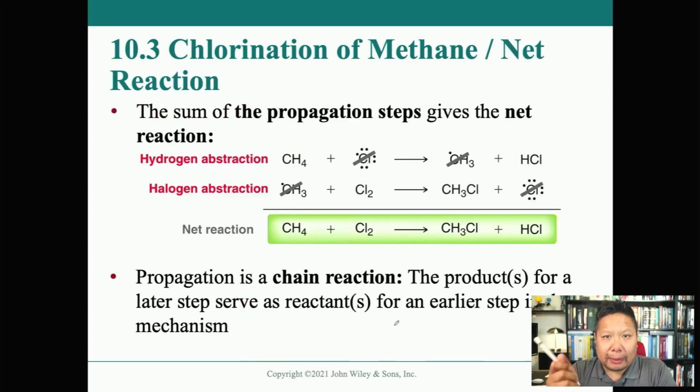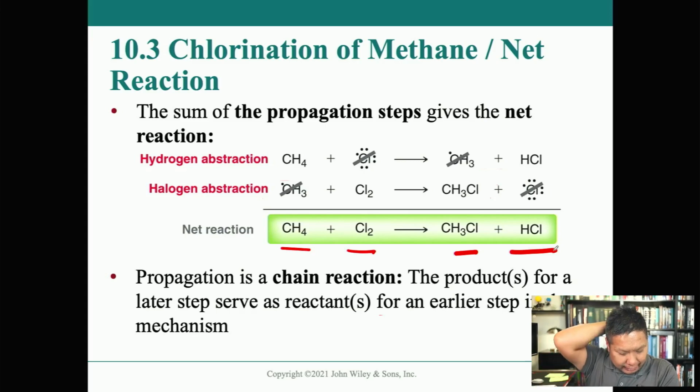So the sum of the propagation steps gives the net reaction. And here the net reaction is you get one methyl group plus chlorine gas gives you methyl chloride and an HCl, which is what we saw as the reaction at the very beginning of this radical reaction. The propagation step is a chain reaction. The products of a later step serve as the reactants for the earlier step in the mechanism, which is what we saw.